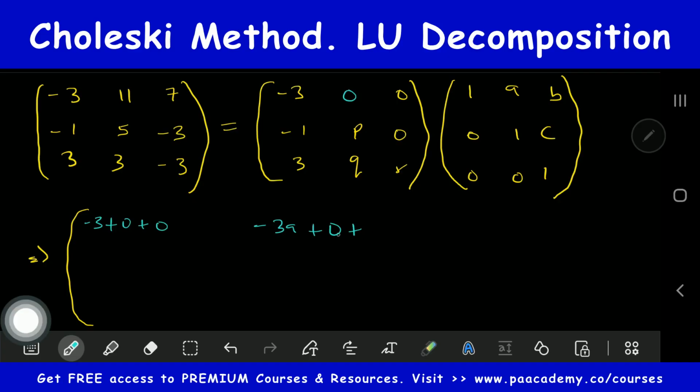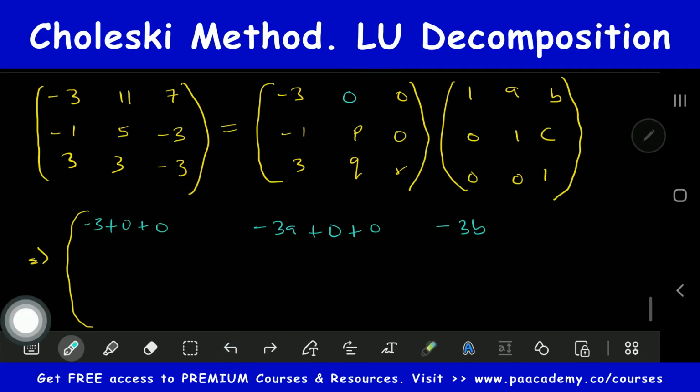Then we're also going to be having this 0 multiplied by 0, which is also giving us 0, so plus 0. All right, so we are done with that. So we are going to the first row, third column, which is minus 3 times b, which will give us minus 3b. Then 0 times c will also give us 0, which is plus 0. And then 0 times 1 will also give us plus 0. So you can go ahead and close this.